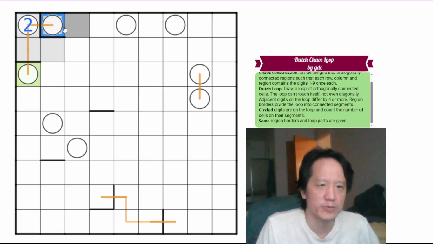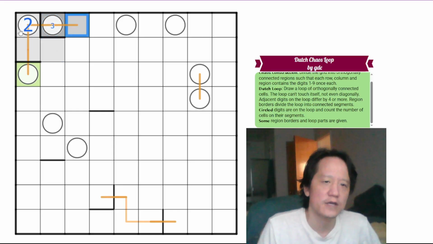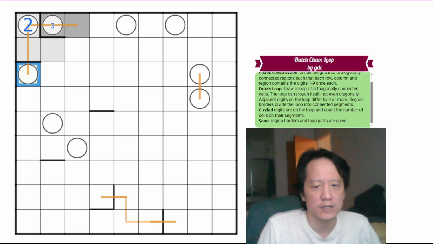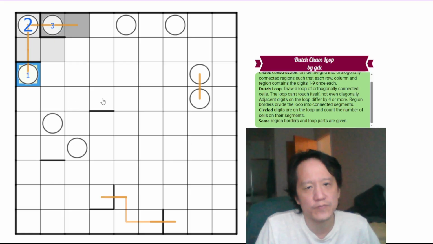This cannot double back here. It has to go this way as for the loop. And this cannot be 2, so this has to be at least 3. It could go down this way if this is part of it, so we don't know which way this goes. This could technically be 1, so we don't know about that one either.